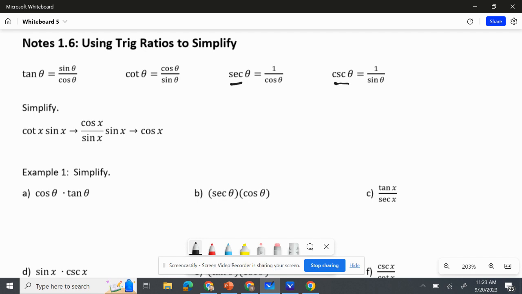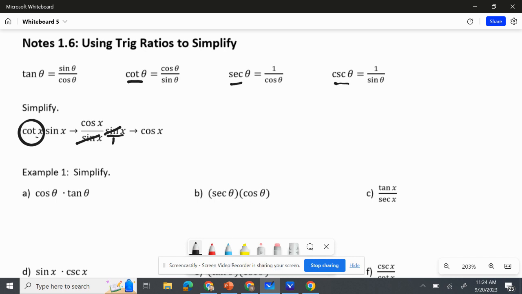So as the example goes, we have cotangent times sine. Cotangent, we know from up here, is cosine over sine. Sine, we're just going to keep it as sine over 1, and the sines cancel, so what we get is cosine.